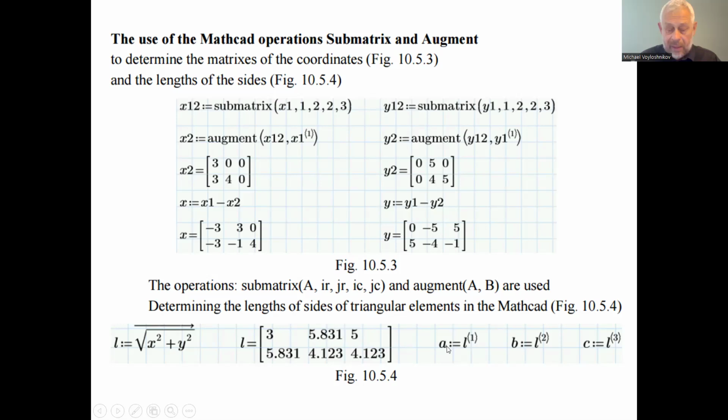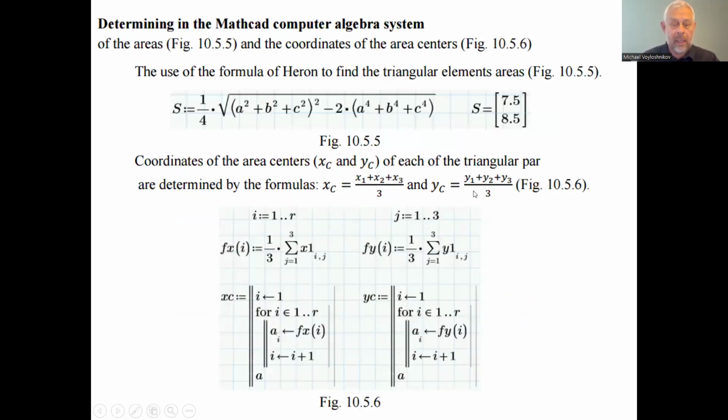Besides, we define A, B, C: the first column we indicate as A, the second column as B, and the third as C. Each side of the triangles is indicated by a separate letter. After that, we can use Heron's formula to find the triangle areas. This is in figure 10.55, a screenshot from Mathcad.